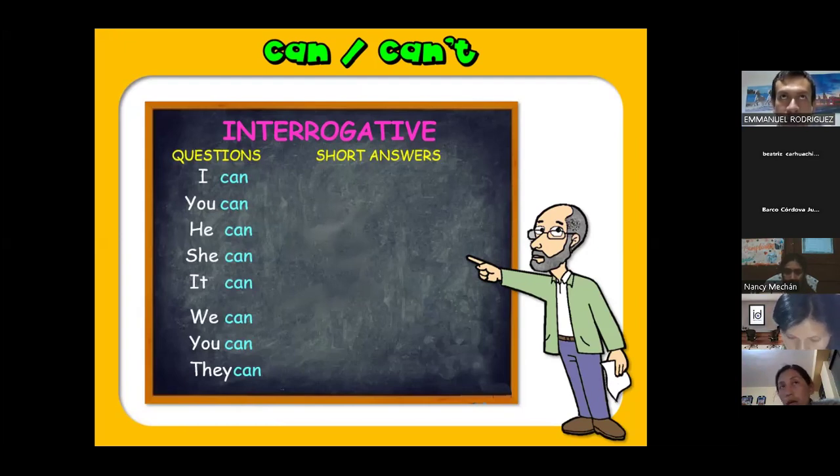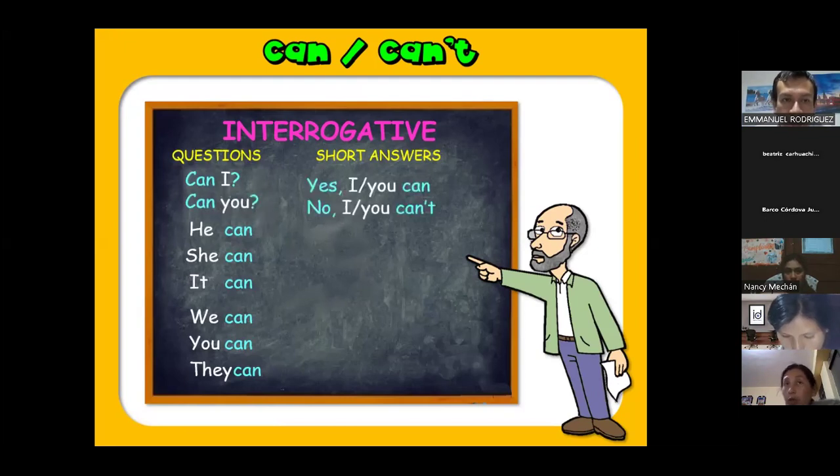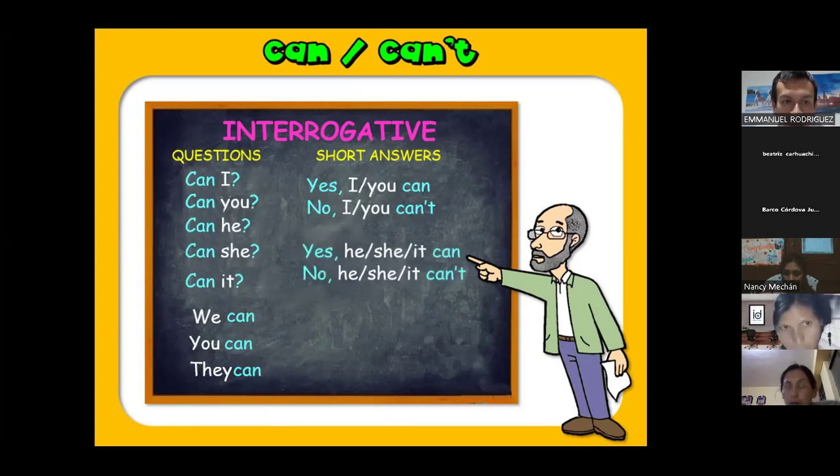According to the example, I can swim. In a question: can I? Can you? Can he? Can she? Can it? Can we? Can you? And can they?